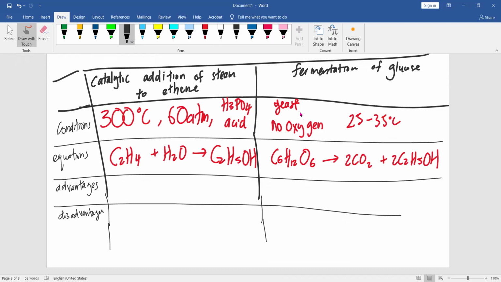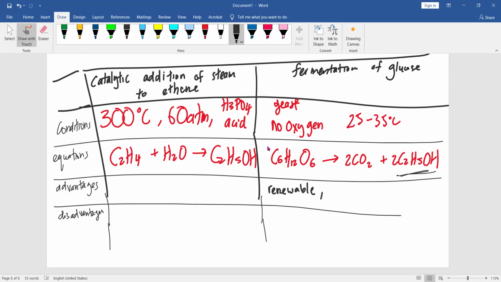You put it in a big giant fermenter. You let the yeast eat it. The yeast will do fermentation and produce lots and lots of ethanol that can be used as biofuel or gasohol. So this is how we make gasohol. It's called gasohol in Brazil, where we make a renewable fuel. So it's good for the environment because it's renewable.